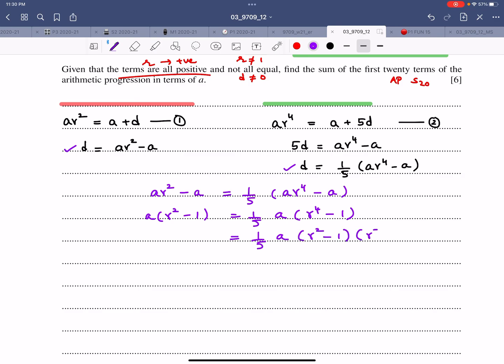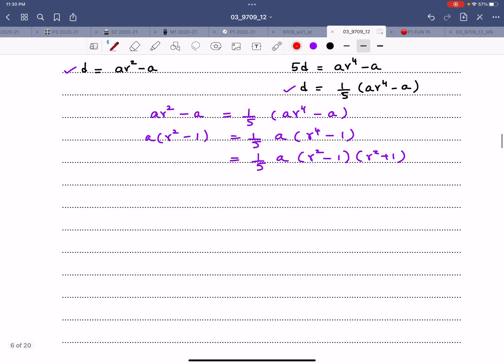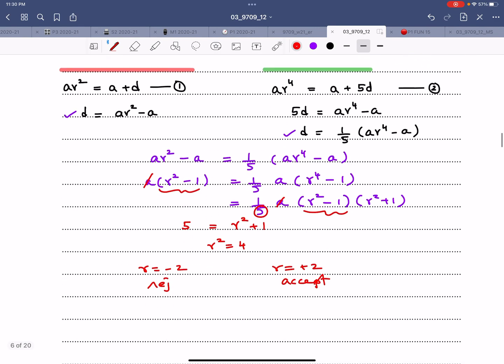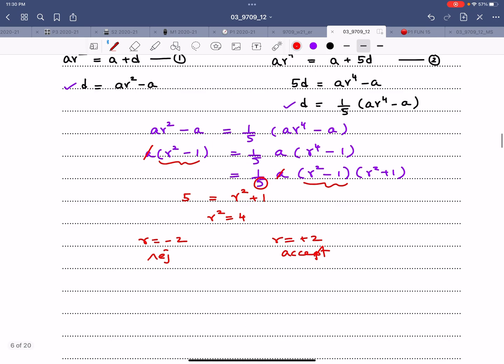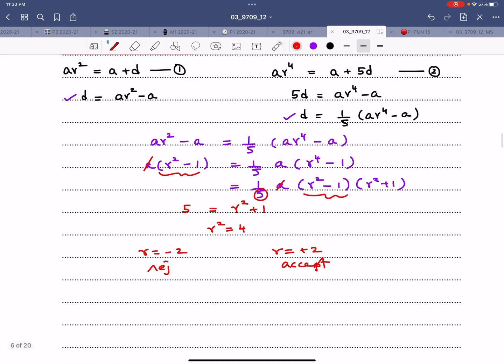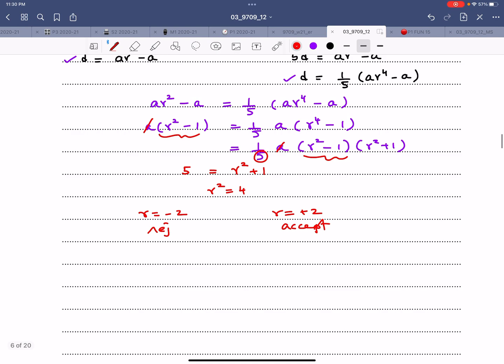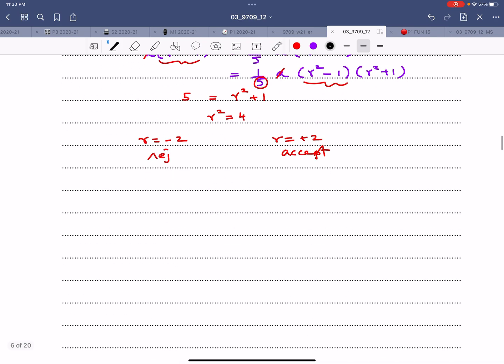Now start the cancellation process. The A and the A cancels off. This thing and this thing cancels off. This 5 goes on the other side. So 5 is equals to R square plus 1. R square is 4. R is -2. Reject. R is +2. Accept. So now we have R is equals to +2. And now what do we need? We need to find the value of D, and we need to find the other terms. So D is AR square minus A.